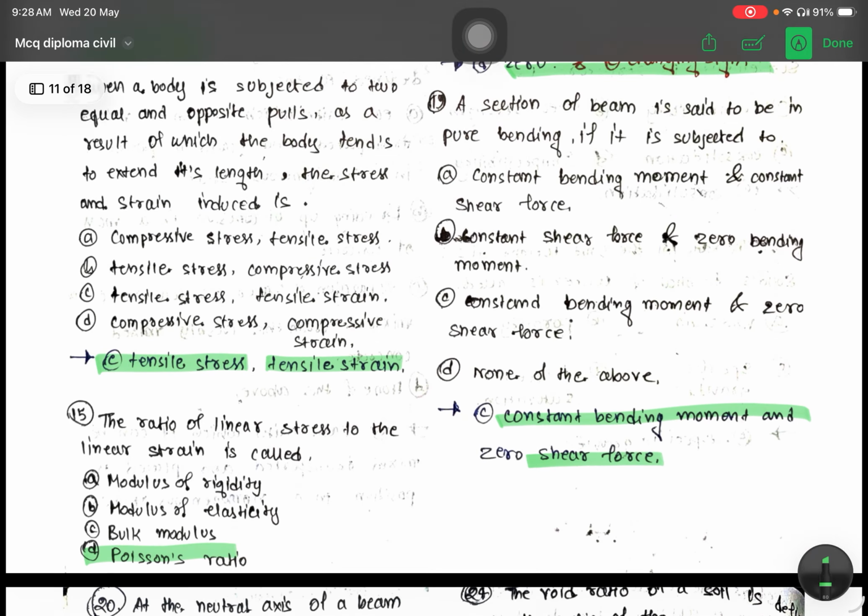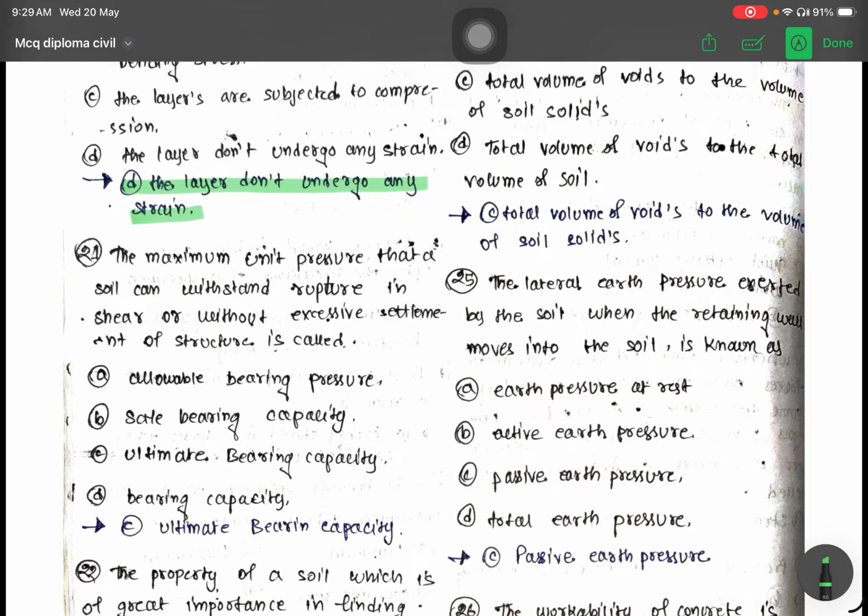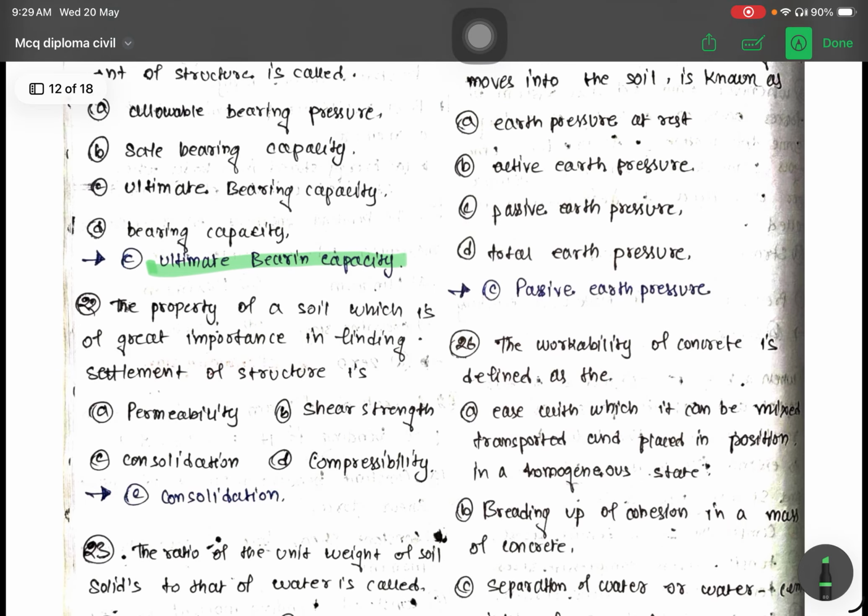At the neutral axis of a beam, the layer doesn't undergo any strain. The maximum unit pressure that a soil can withstand without rupture due to shear or without excessive settlement of structure is called ultimate bearing capacity. The property of the soil which is of great importance in finding settlement of the structure is consolidation. The ratio of unit weight of the soil solid to the water is called specific gravity.